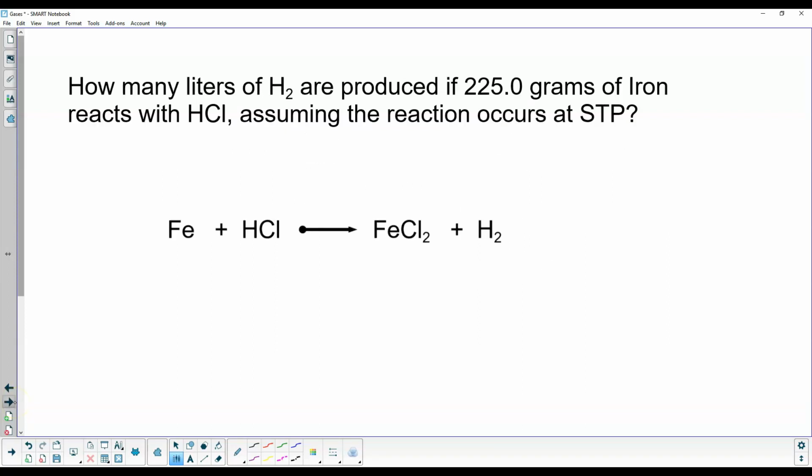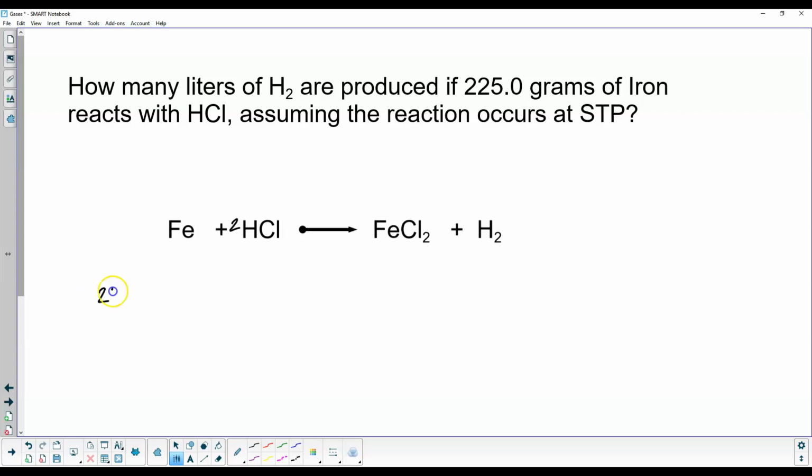So probably the easiest way for me to do this is just run you through some. So these are gas stoich problems. It's basically a review of things we've already done with this last little twist. I want to know how many liters of hydrogen are produced. So I have 225 grams of iron reacting with hydrochloric acid, assuming the reaction takes place at STP. First thing you've got to do is balance it, just like any stoich problem. So you slap a 2 in front of the hydrochloric and it's good.